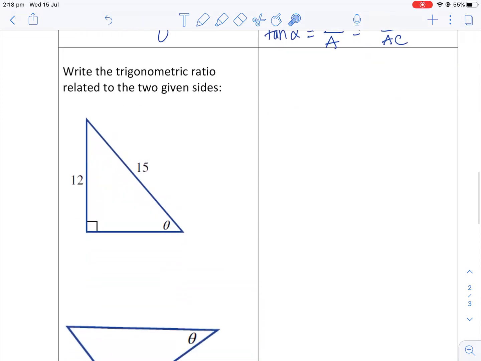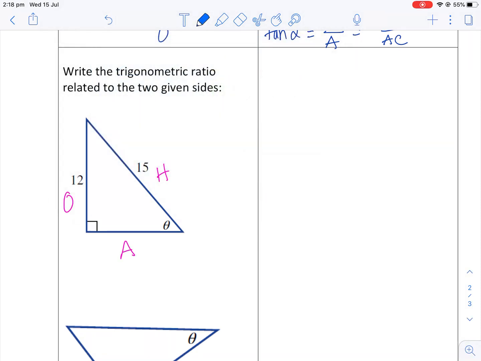The next example: write the trigonometric ratios related to the two given sides. So in this one, they give you the measurement of two sides and one angle, and they want you to write the trigonometric ratio for the relationship between these two sides and this angle only. In any trigonometry question, the first thing you have to do is name the three sides of the right angle triangle. In this one, H is the hypotenuse. The one opposite the angle that you are working with is O, and the remaining one is A.